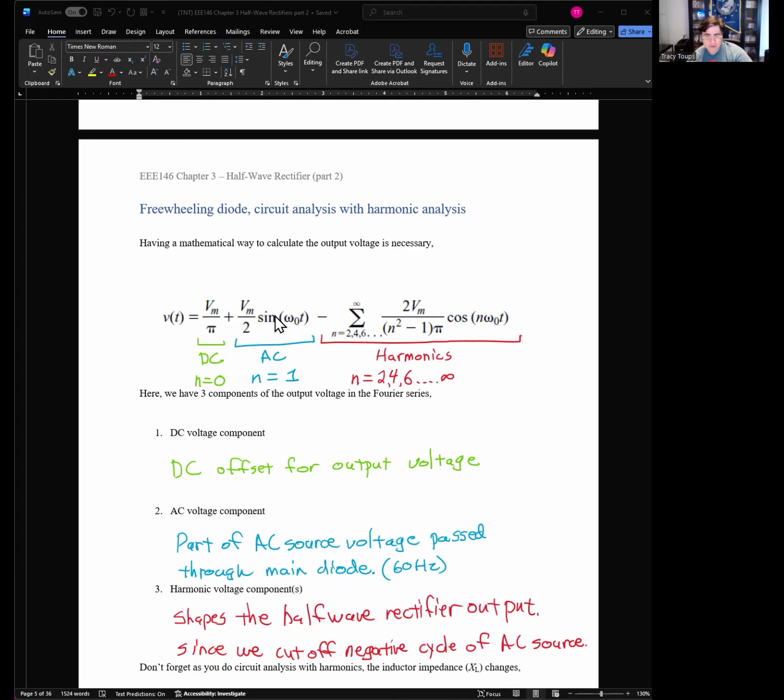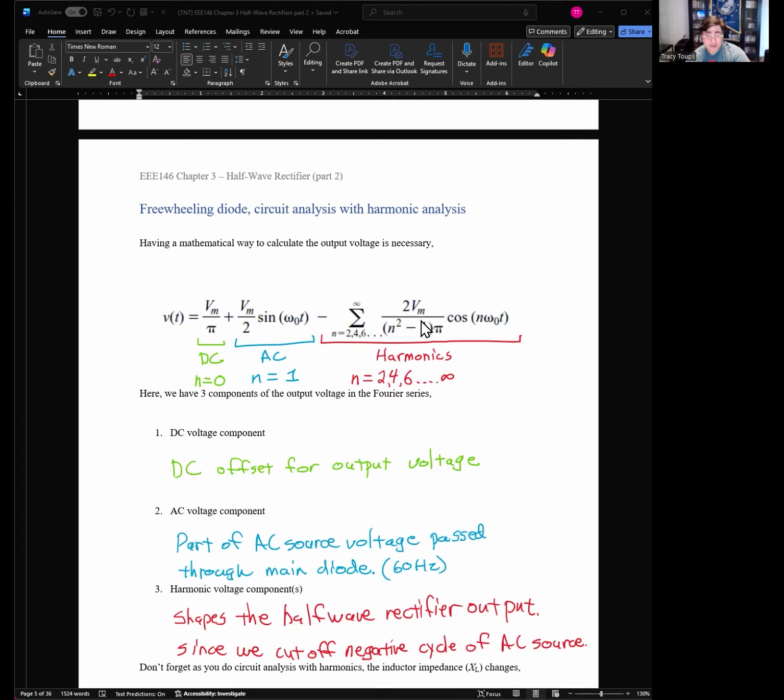So you have a sine and a cosine put together, so you can add sines and cosines together. It's not that hard, right? All you have to do is just find this magnitude. So at the end of the day, remember, a harmonic is just a number. This will be a number, Vm over pi for n equals 0, Vm over 2 for n equals 1.